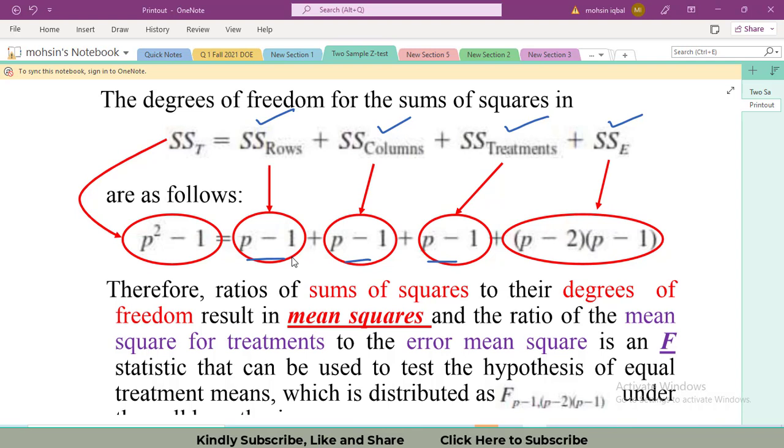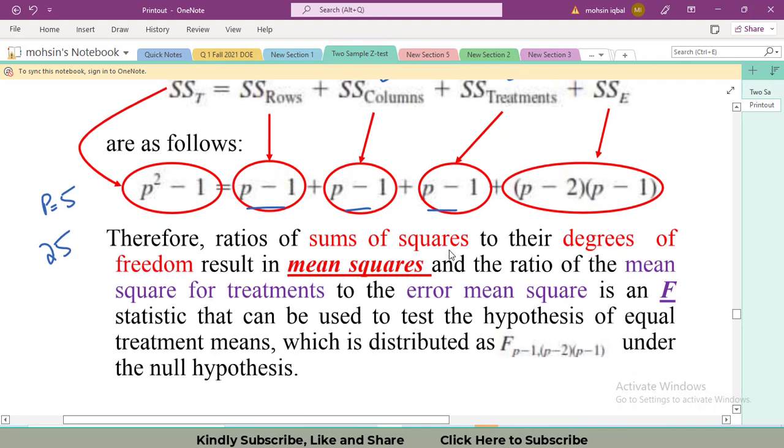The SST degree of freedom will be calculated by using p square. So in this problem p is equal to 5. I mean, there are 5 different levels. So we have a total of 25 observations, and then p square, 5 square, is 25, minus 1 gives 24 degrees of freedom. And for the sum of square of the error, we can calculate the degree of freedom by this formula, p minus 2 multiplied by p minus 1. How will we use them?